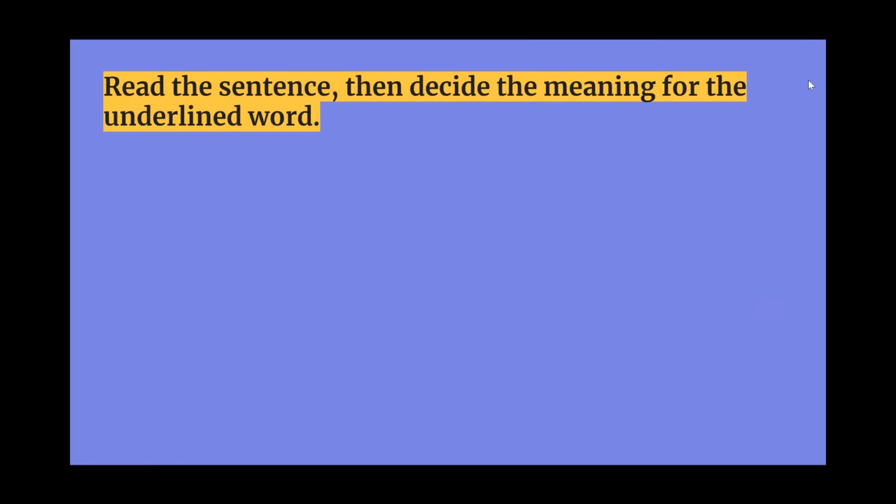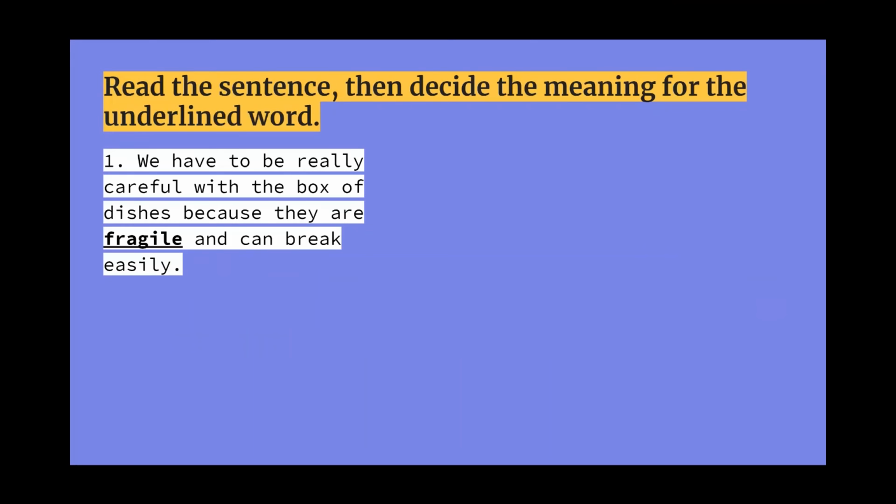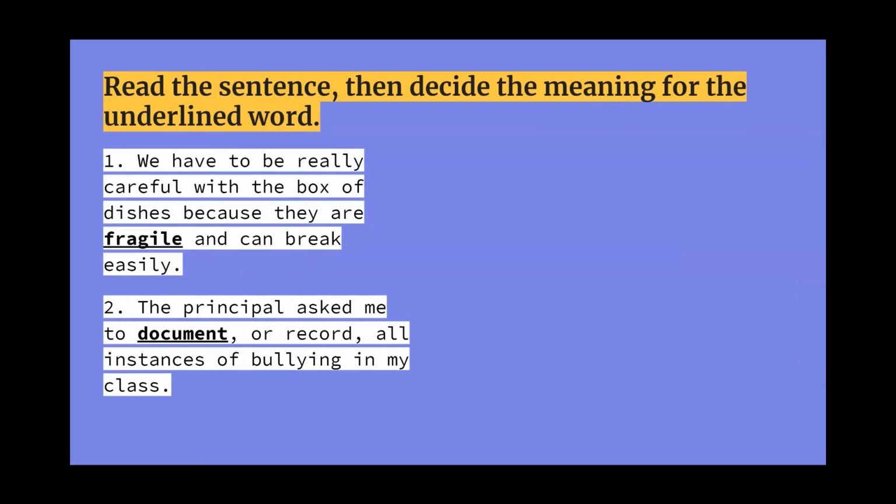What I want you to do is read the sentence and then decide the meaning for the underlined word, just like we've been doing this whole time for the lesson. Your first sentence is, we have to be really careful with the box of dishes because they are fragile and can break easily. And our second sentence is, the principal asked me to document or record all instances of bullying in my class. Okay, so let's look at our possible answers.